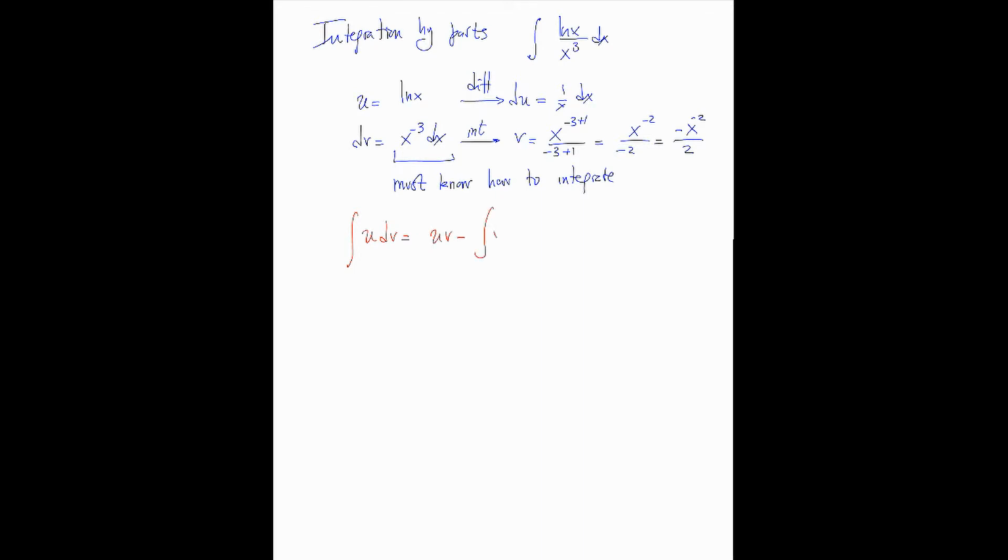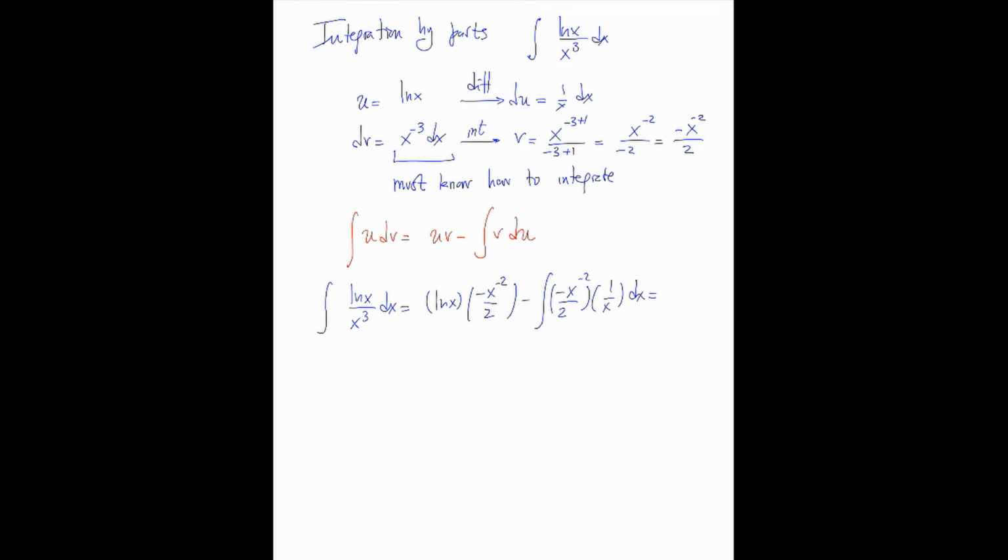So the formula of integration by parts says that the integral of u dv is the same as uv minus the integral of v du. So let's replace all the terms here, and we have the integral of ln x divided by x to the third is equal to the product of u, which is ln x, times v, which is minus x to the minus 2 divided by 2, minus the integral of v, which is minus x to the minus 2 divided by 2, times du, which is 1 over x dx.